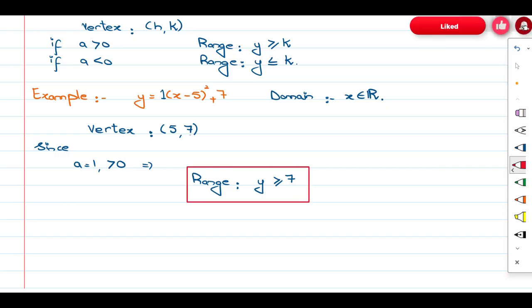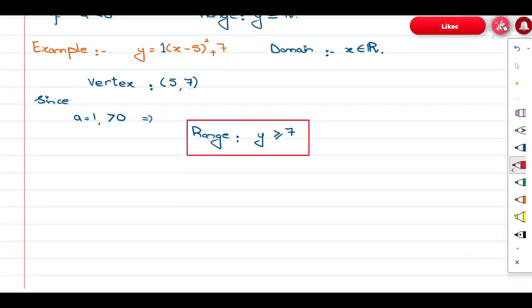For the standard form, you need to figure out its vertex, right? But in the vertex form, you can easily pick the x and the y coordinate of the vertex. Look at the a value. If a value is positive, range is greater than or equal to the y coordinate of the vertex. If a is negative, range is less than or equal to the y coordinate of the vertex. That's it. Okay, now let me move to the third form of the quadratic equation, which is the factored form.